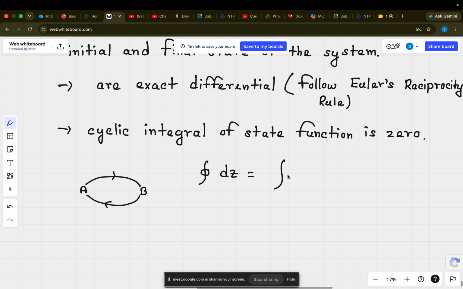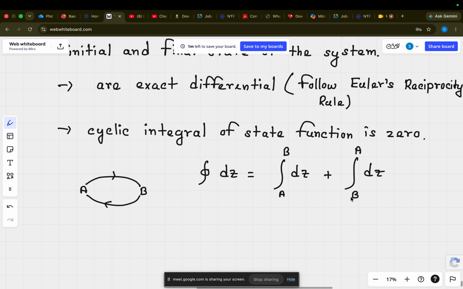So first of all you have to do this integration of dz, and what are the limits? Here the limit will be a to b, plus I can write down integration of dz, here the limit, a to b, then it is coming from b to a, right? So here the limits will be b to a.